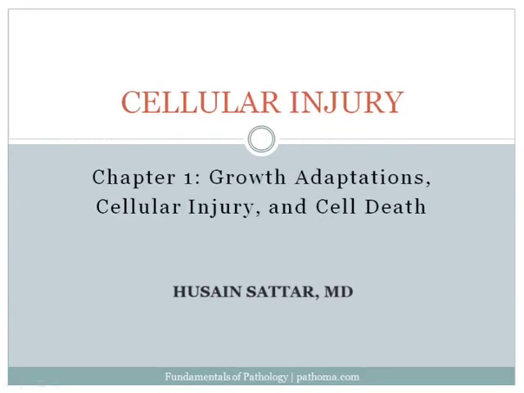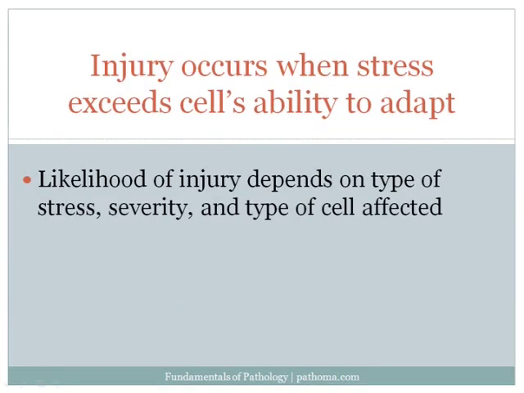Okay, moving to the next section, cellular injury. Probably the easiest way to understand this section is to put it in the context of what we just covered. You'll recall that I said that a cell can be stressed, and that stress can lead to growth adaptations. In particular, if there's an increase in stress, we would expect to see hyperplasia and hypertrophy. If there was a decrease in stress, we would expect to see atrophy. And if there is a change in stress, we would expect to see metaplasia.